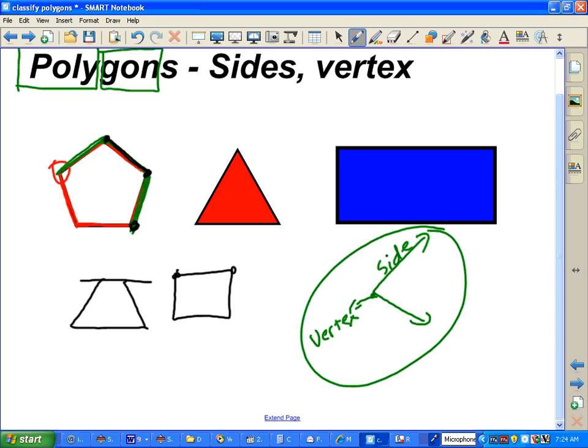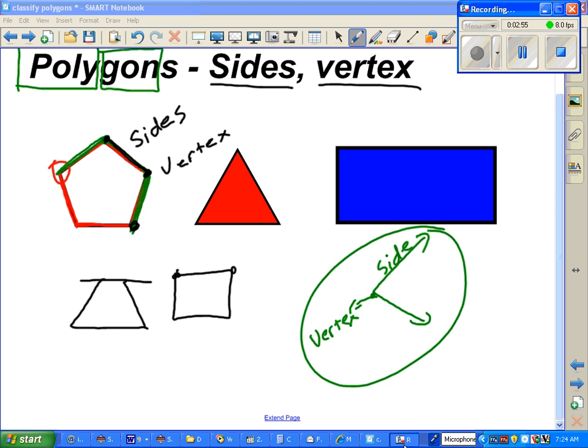So basically here, and we're talking labels, everything's the same as an angle. Sides, vertex. Okay, closed, straight lines, segments have to intersect at the endpoints.